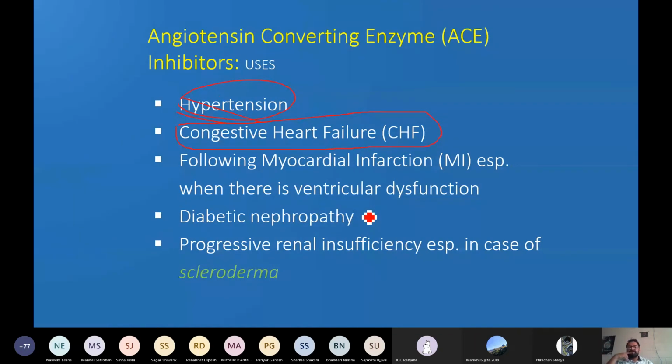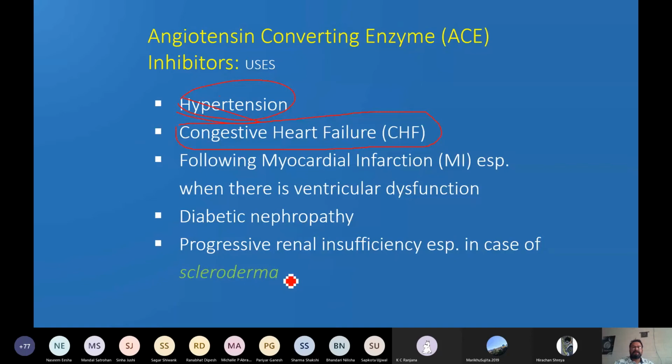And progressive renal insufficiency in case of scleroderma. Scleroderma is a systemic disease. One of the manifestations is in the kidney, but it affects internal organs as well, including the kidney. And in this case, in case of scleroderma, you can use ACE inhibitors.